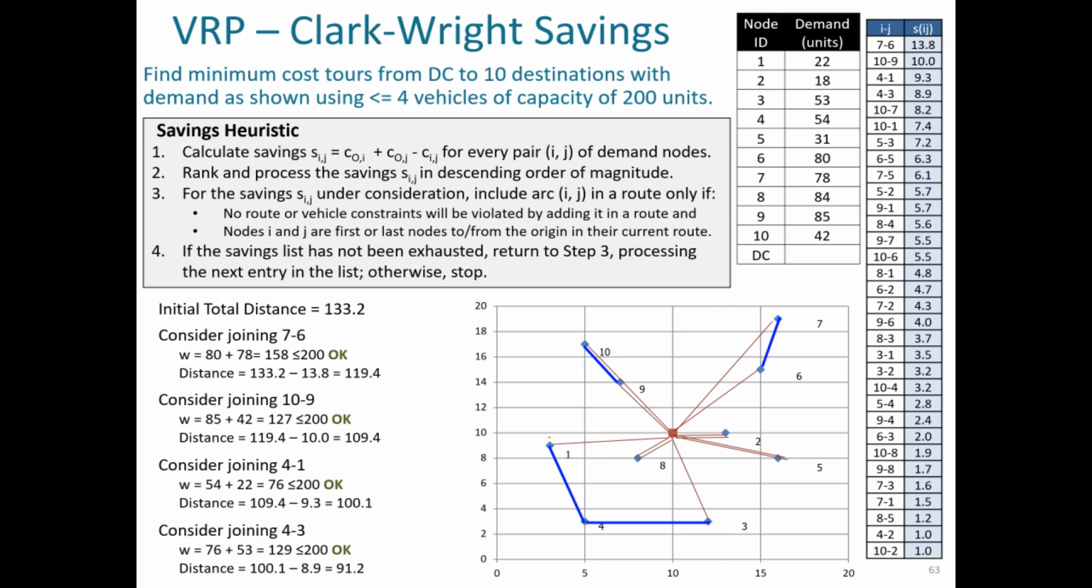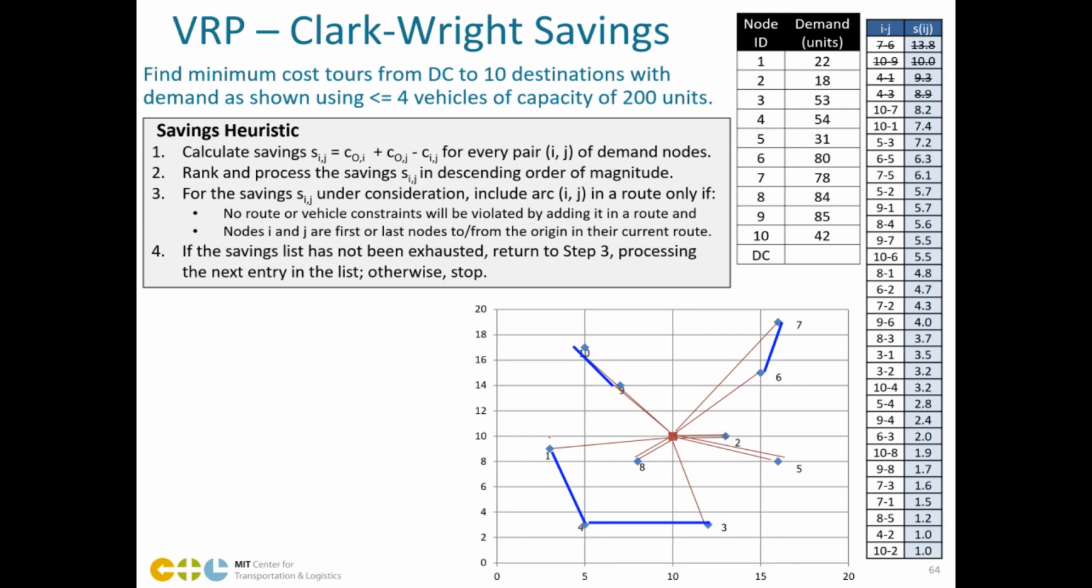Working down my list, my next one up is combining nodes 10 and 7. Now, with 7, that means I would have a current load of 127, and I'm combining with a demand of 158. That exceeds my 200. I cannot combine those two because that would have been a tour from the DC to 6 to 7 to 10 to 9 and back to the DC. The truck isn't that big, so I can't do that. Then I go to the next one on the list, combining 10 and 1. Again, I see that the capacity is exceeded there, so I skip that one.